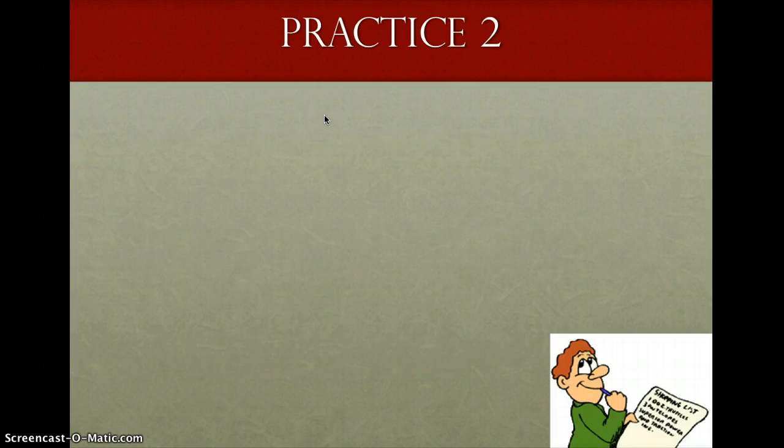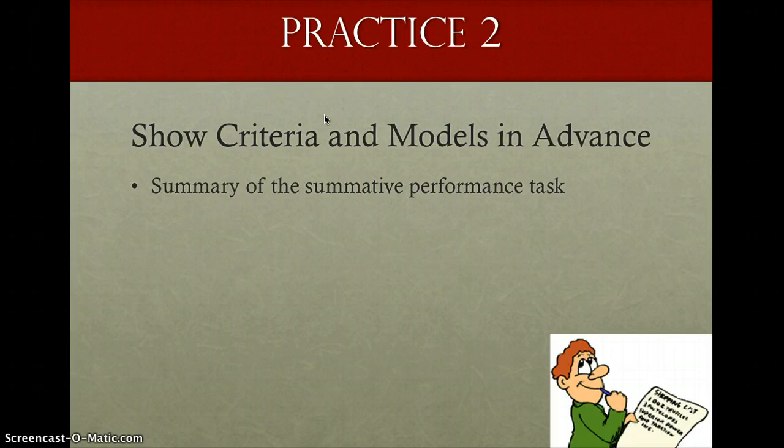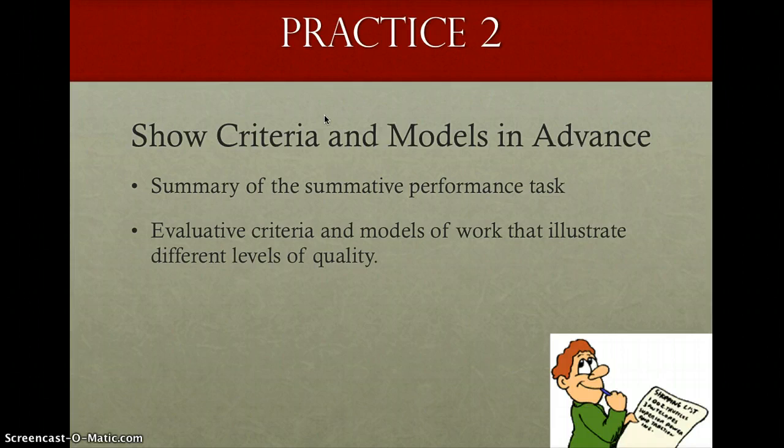Practice 2. Show criteria and models in advance. A teacher may distribute a summary of the summative performance task that students will complete during the unit on research, presenting evaluative criteria and models of work that illustrate different levels of quality. A rubric is a widely used evaluation tool consisting of criteria, a measurement scale, and descriptions of the characteristics for each score point.